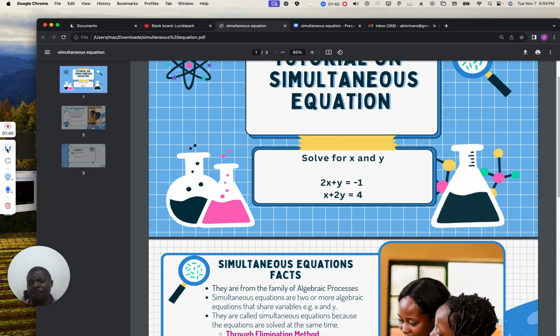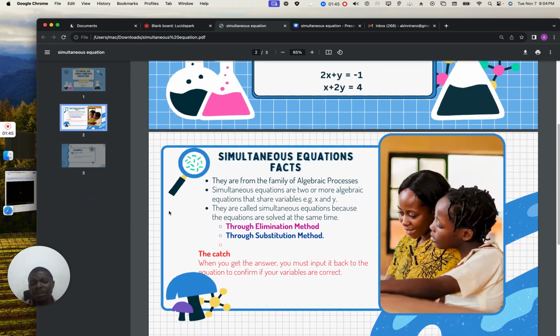There are a few nuggets you must note while solving simultaneous equations. Number one, they are in the family of algebra processes. That means you're going to find simultaneous equations in algebra, and they are rudimentary to most of the equations you are solving. Secondly, for you to have simultaneous equations, you must have linear equations. But I don't want to go into that because of the class this is meant for: JSS1, JSS2 and JSS3.